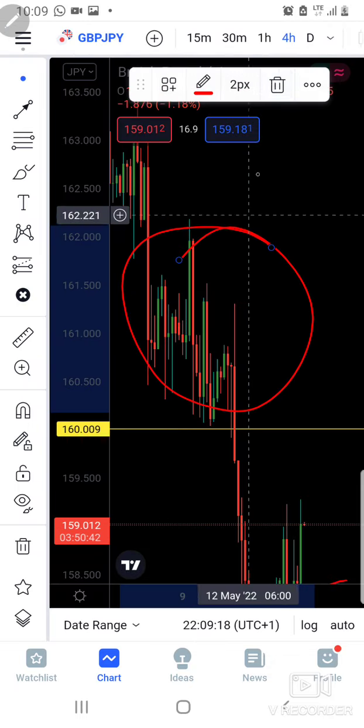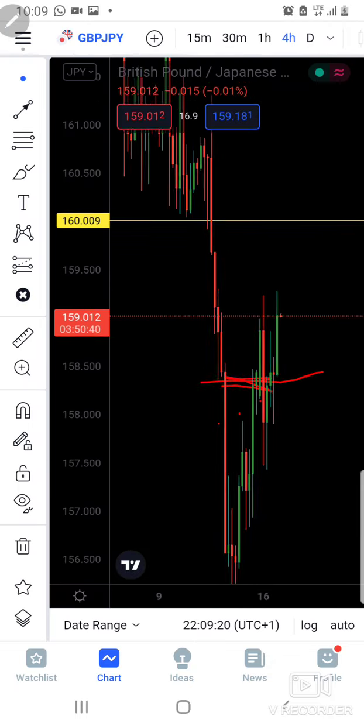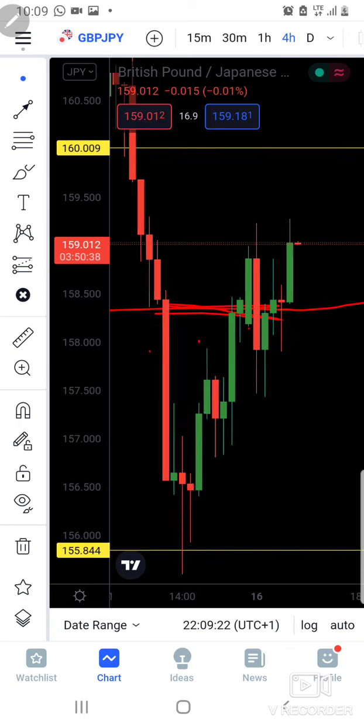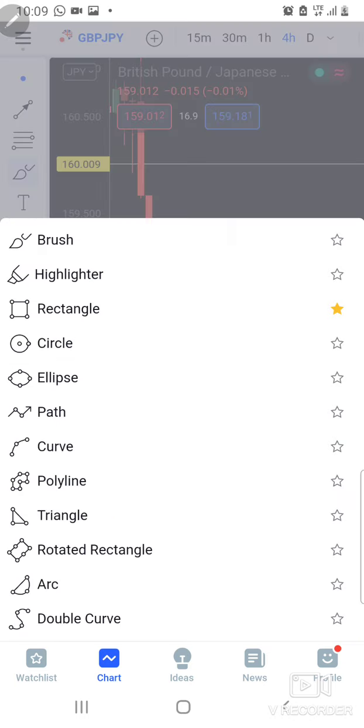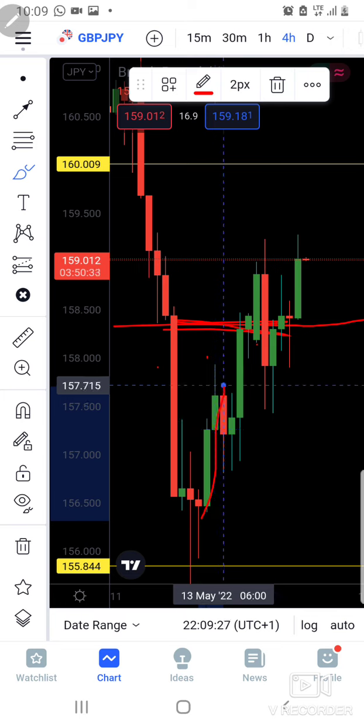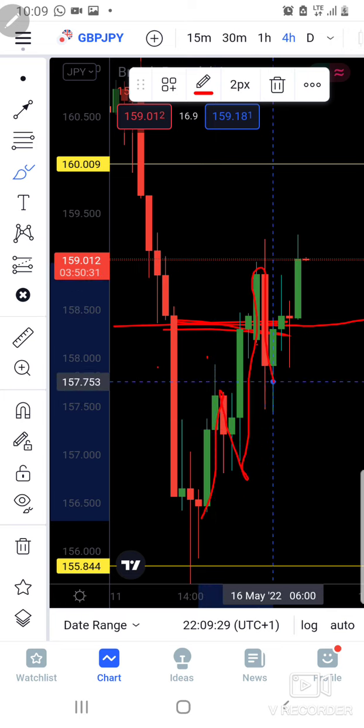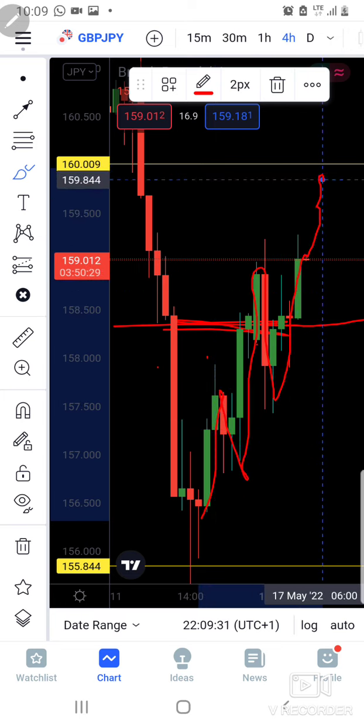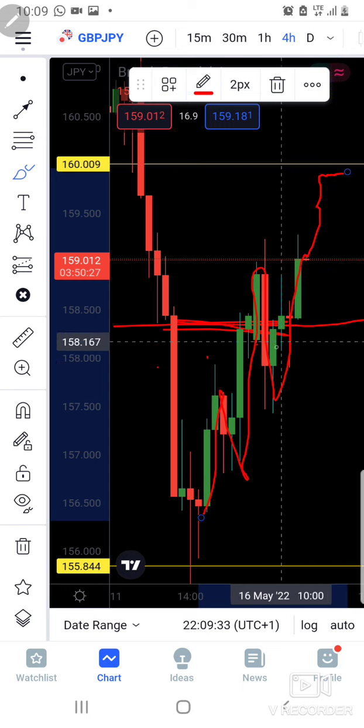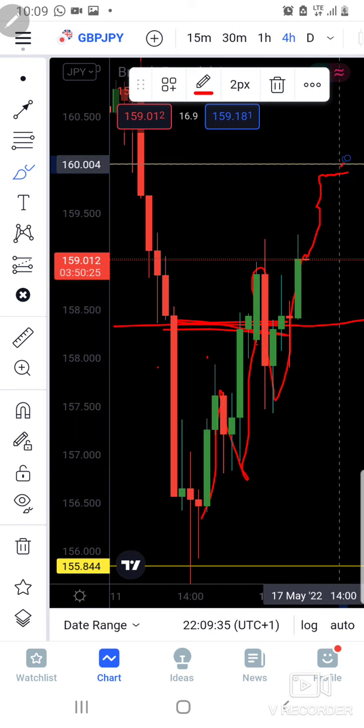So moving forward, based on what we said on the daily, now look at how the 4 hours has been going. Let's draw this. We have what? Higher high, higher low, higher high, higher low, higher high. Probably we are coming to this area here. You can see price is still bullish. You might probably get to this area now.